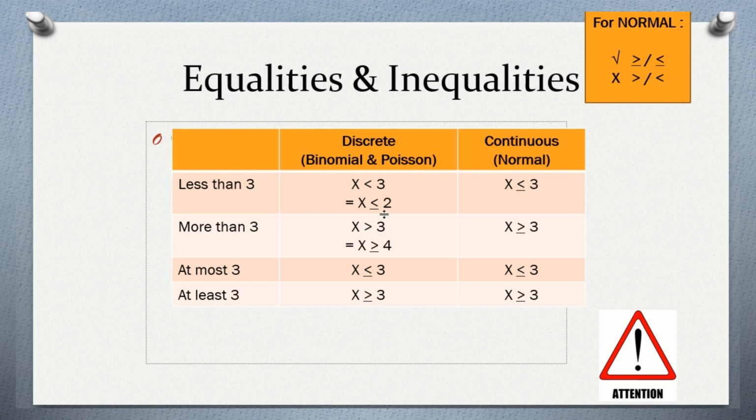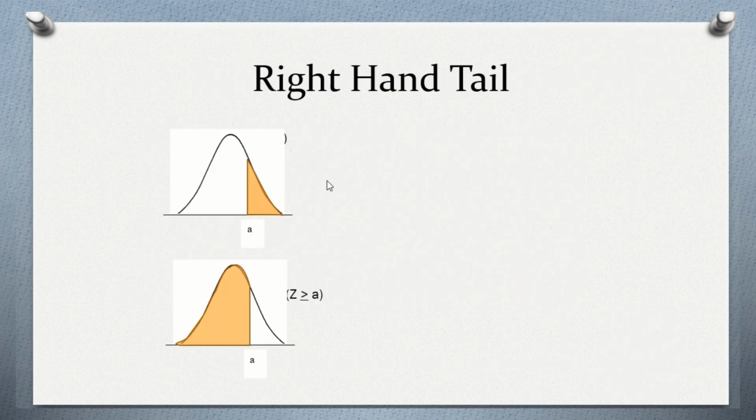Okay, more than 3. What does more than 3 tell you when it's binomial? It's 4 and more, isn't it? So that's why you change it. But for normal, it will be more or equal to 3. So this is where you need to know the difference, because if you don't, you're going to make many mistakes.